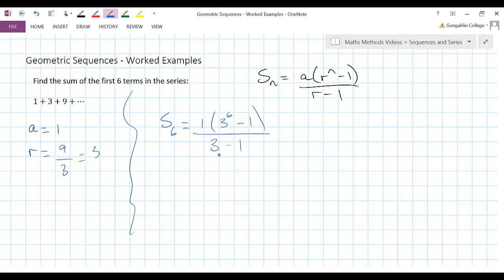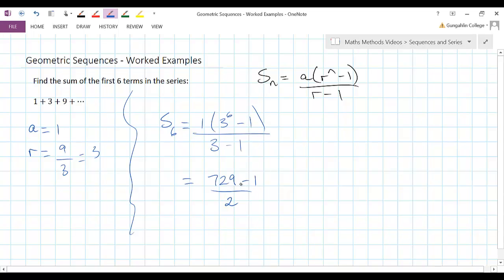Oh, and my calculator on the side is being a bit strange. 3 to the power of 6. Okay, it tells me that that is 729 minus 1. I've kind of gotten rid of the brackets and the 1 because 1 times this thing is just this thing, so I've left it there. 3 minus 1 is 2.